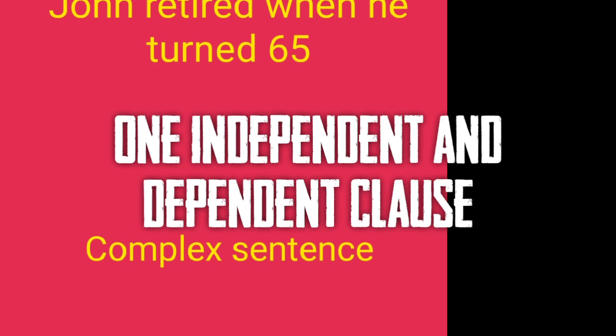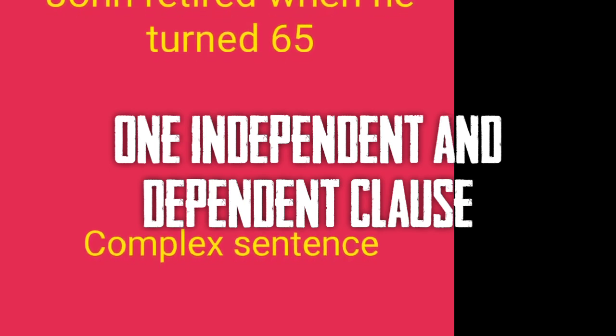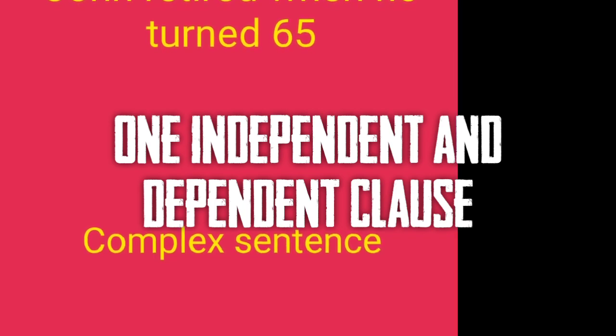John retired when he retired. So John retired when he turned 65. So there has to be one independent and one dependent clause. It is called a complex sentence.